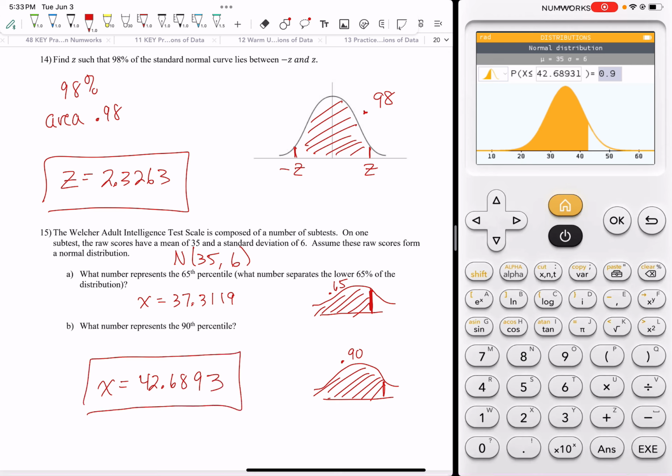All right, so that's it. Most common mistakes are typing things incorrectly in the calculator, especially forgetting to go back and change your mean and standard deviation. So make sure you always check that.